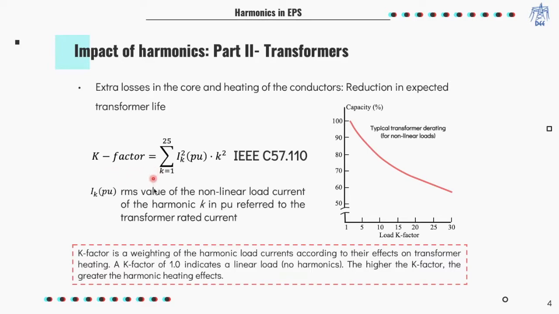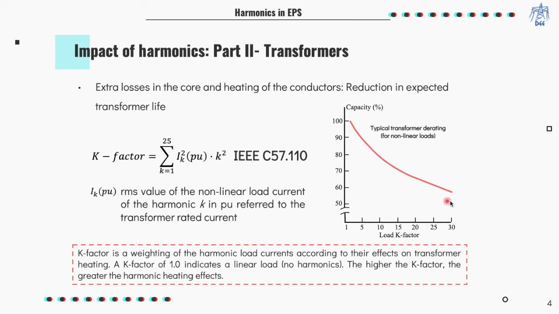This factor is a weighting of the harmonic load currents according to their effect on transformer heating and is calculated from the expression below, where the current corresponds to the root mean square value of the nonlinear load current of the harmonic K in Pu referred to the transformer rated current. A K factor of 1 indicates a linear load, so no harmonics are involved. The higher the K factor, the greater the harmonic heating effects.